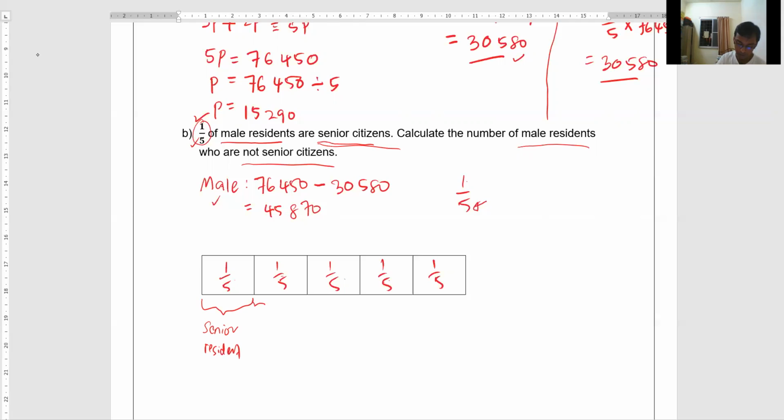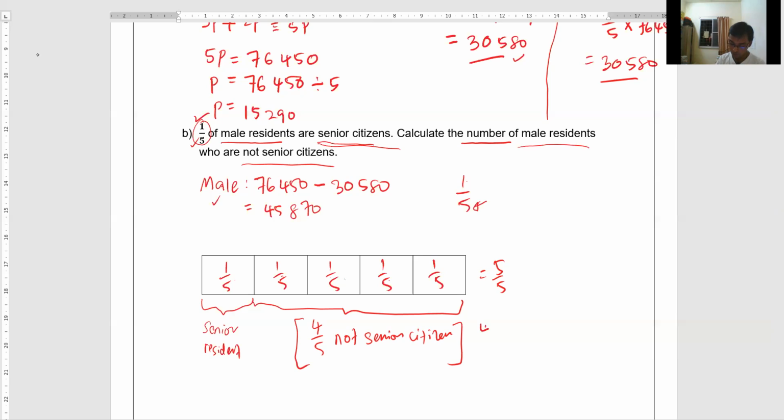So what happened to the balance here? It must be not senior. So 1, 2, 3, and 4. So 4/5 are not senior citizens. But the question is not asking for the fraction, they're asking for the number. So what are you going to do? You already know the total must be 5/5. So we're only going to find this much.